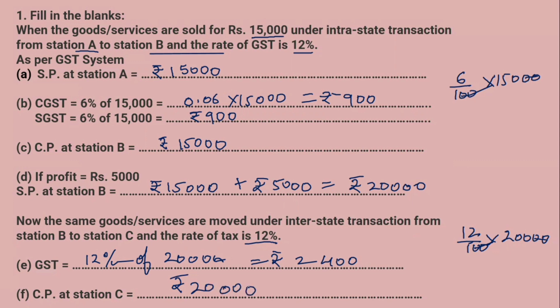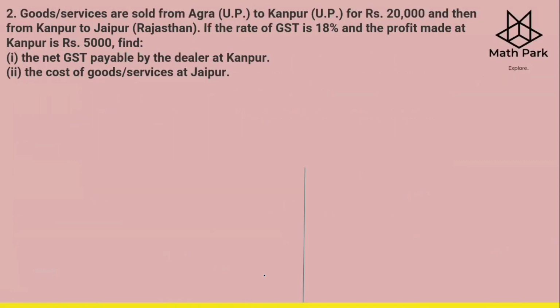So we are done with the first question. Let us move on with the second one. It is easy. Goods or services are sold from Agra, UP to Kanpur, UP, so it is within the state, intra-state, for rupees 20,000. And then from Kanpur to Jaipur, that is Rajasthan. If the rate of GST is 18% and the profit made at Kanpur is 5,000, find the net GST payable by the dealer at Kanpur.